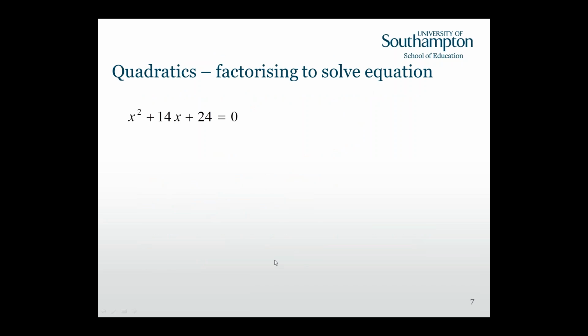So, just as an example, x squared plus 14x plus 24 equals 0.